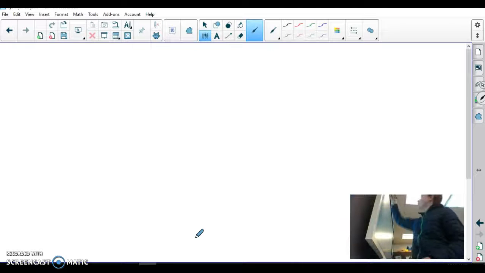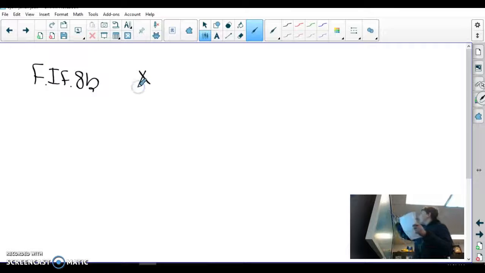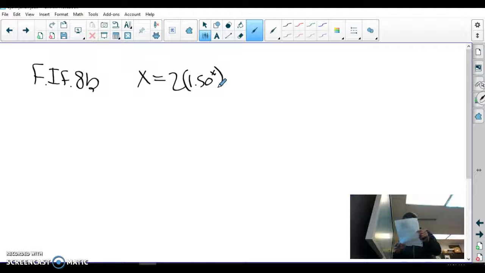Alright, so this is standard F.IF.8.E. And this is my problem. So what you have to do is, x is the amount of time, since this is exponential growth. I'm just gonna put in a random amount. X equals 2.